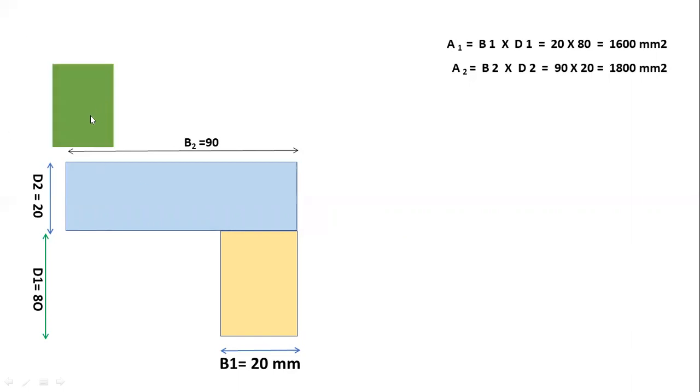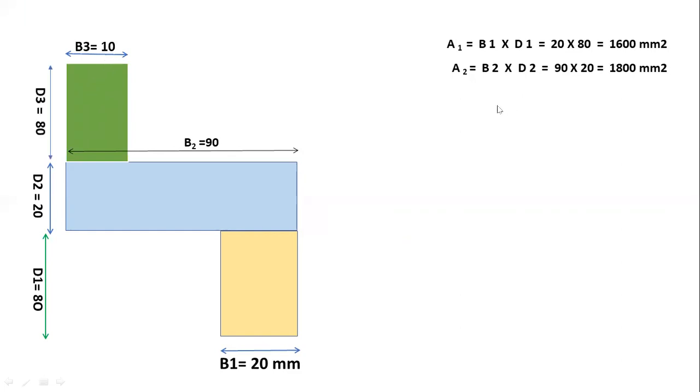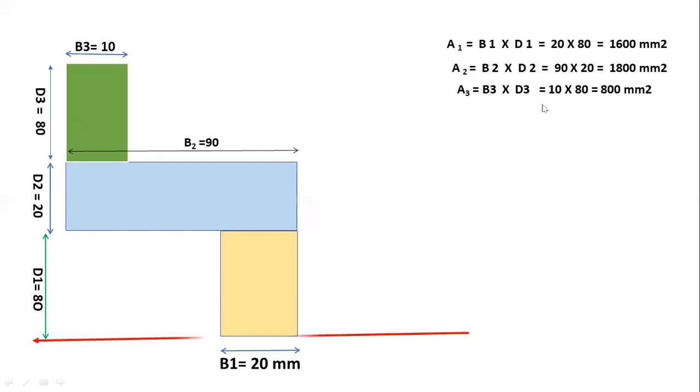Now this is the third section. So base B3 equal to 10 mm and depth D3 equal to 80 mm. So area of the third rectangle A3 equal to B3 by D3 equal to 800 mm square. So here A1, A2, A3 are the individual areas. Now for locating the centroid, you have to consider reference x-axis and reference y-axis.